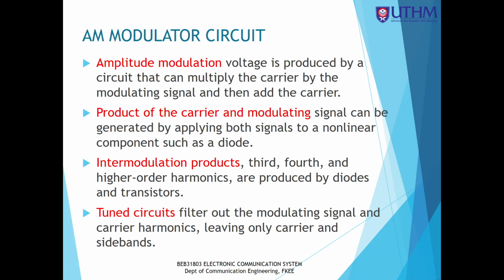Okay, so if you see from here, amplitude modulation voltage is produced by a circuit that can multiply the carrier by the modulating signal and add the carrier. So we're going to see this later. Product of the carrier and modulating signal can be generated by applying both signals to a non-linear component such as a diode. Intermodulation products, third, fourth, and higher order harmonics are produced by the diodes and transistors, and a tuned circuit filters out the modulating signal and carrier harmonics, leaving only the carrier and sidebands. So we're going to see these processes happen in the modulator circuit.